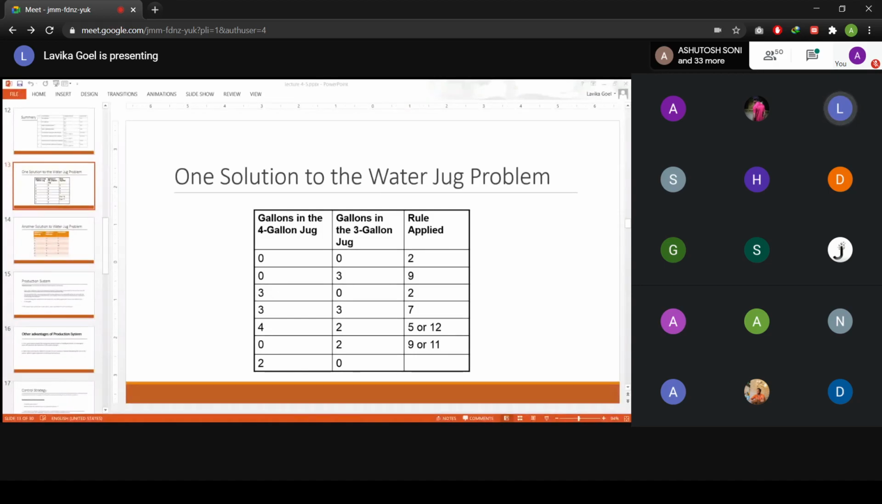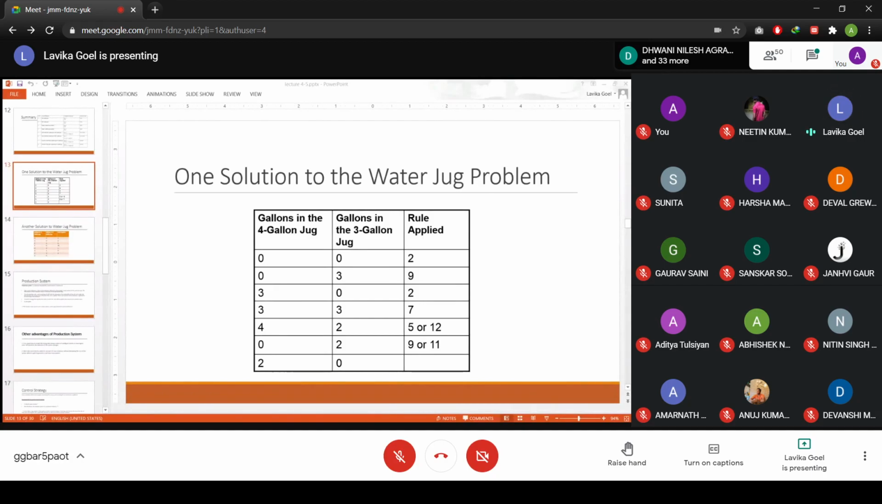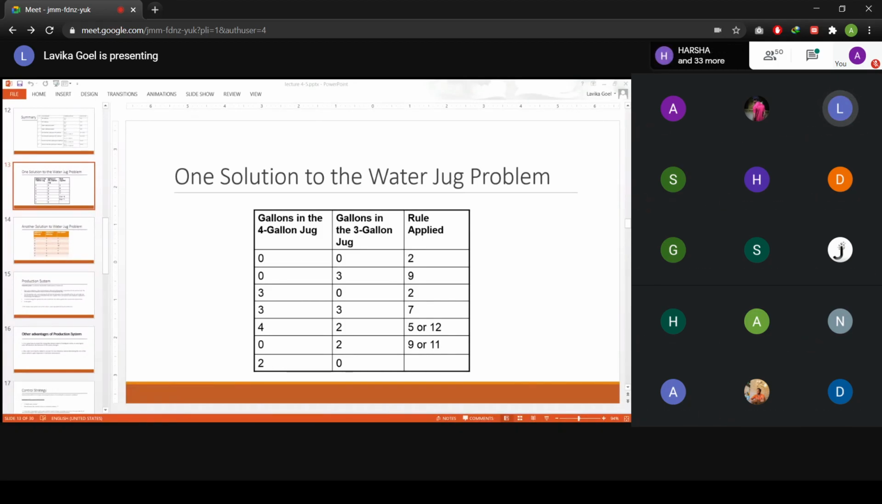Now, when you have the state 3, 3, you pour the water from the 3-gallon jug into the 4-gallon jug until the 4-gallon jug is full. You can pour only 1 gallon of water, because the 4-gallon jug is already having 3 gallons of water. So it will become 4, and the 3-gallon jug will get reduced by 1, so it will become 2. The next state becomes 4, 2.